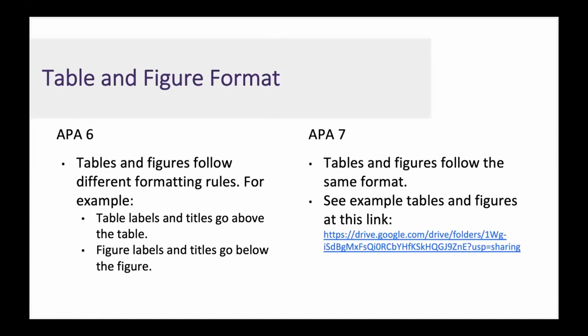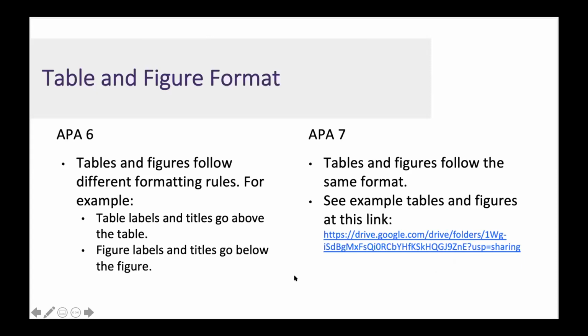Let's see. Oh, question about the previous slide about those citations. Yes, that is referring to parenthetical and in-text citations. The reference list, you will again write out up to 20 authors, and if there are more than 20, you abbreviate the authors after 19 with an ellipsis, then have the very last author listed at the end.